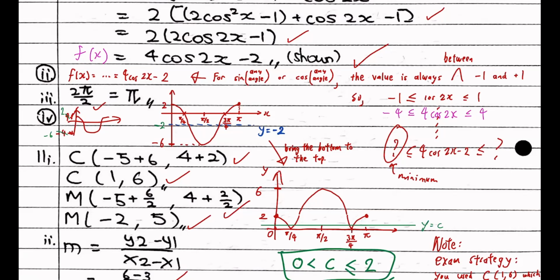Then how do you go from 4 cosine 2x to 4 cosine 2x minus 2? Both sides need to minus 2. Minus 2, minus 2, which is -6 and +2. So this one is a free gift. You found the, what do you call this? Instead of minimum, it's the maximum. Very good. So you answered the extra question. Now that you know minimum and maximum, you can draw the graph already, right?